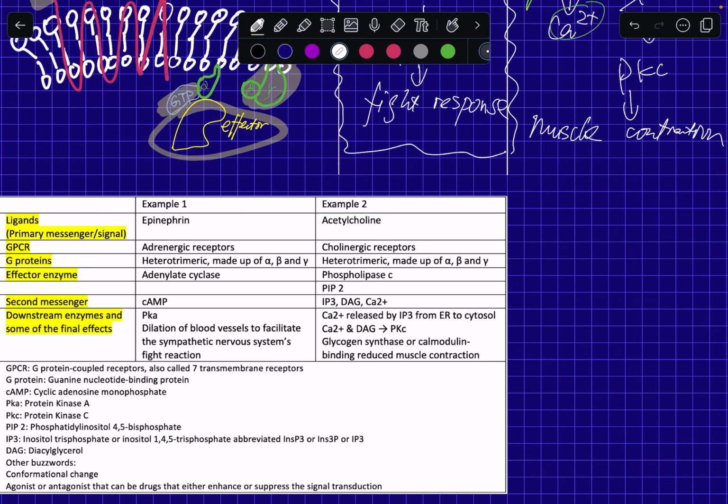So for my two examples: what is my ligand? What is my effector enzyme? What is my second messenger? And how do they lead to different biological effects, right? So it's really just a structure, a pattern, so that you're not scared of anything. When you practice medicine, it does take critical thinking and reasoning to fit each unique scenario into the big template-like picture. But you want to have the big structure first, okay?